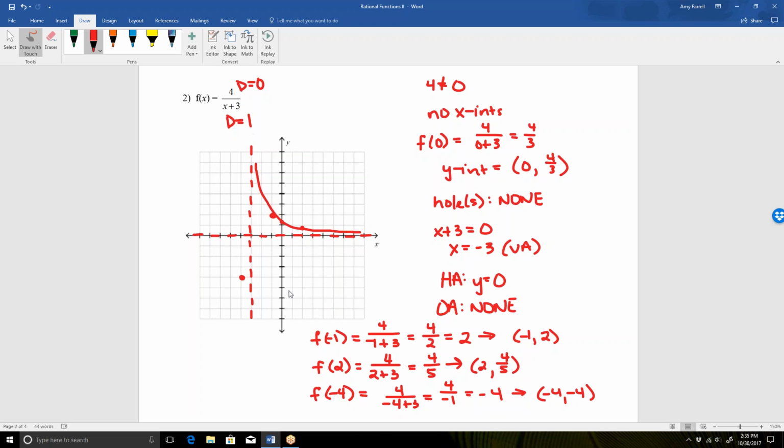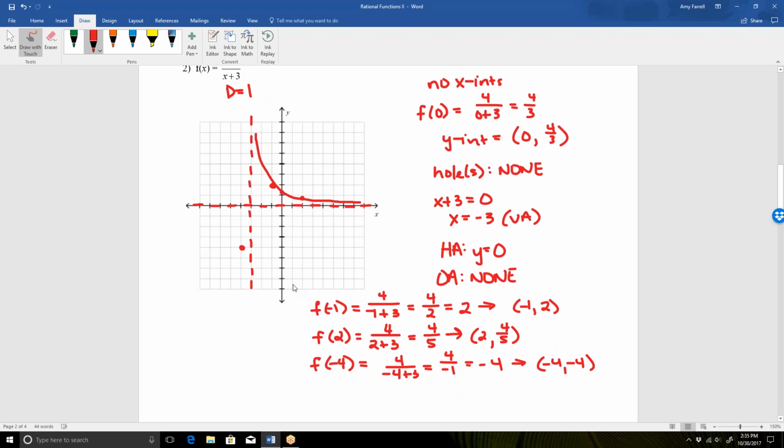But if you want a nice, really accurate graph, you may want to find at least one more point. How about f of -7? That would be 4 over -7 plus 3, which would be 4 over -4, which is -1. This means that the point (-7, -1) is on our graph. So here's (-7, -1). Okay, that's good enough to show us that our curve is going to look like this.